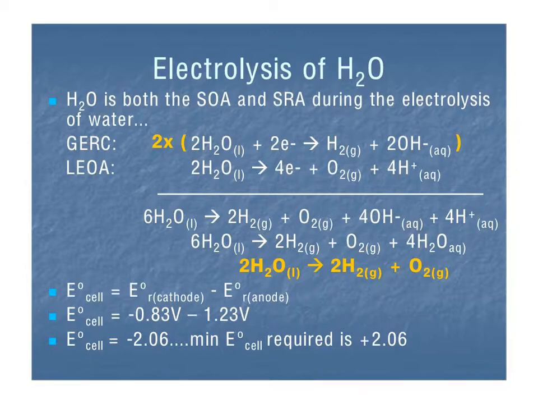If we look at the electrolysis of water, we find that water is both the strongest oxidizing agent and the strongest reducing agent. At the cathode, the water will be reduced into hydroxide, and at the anode, the water will be oxidized into hydrogen ions. If we were to do this in a beaker, we'll get two electrodes that would show bubbles. From the cathode, it would be hydrogen gas, and at the anode it will be oxygen gas. And the overall cell potential is 2.06 volts. This is going to be an electrolytic reaction, so the voltage is positive.